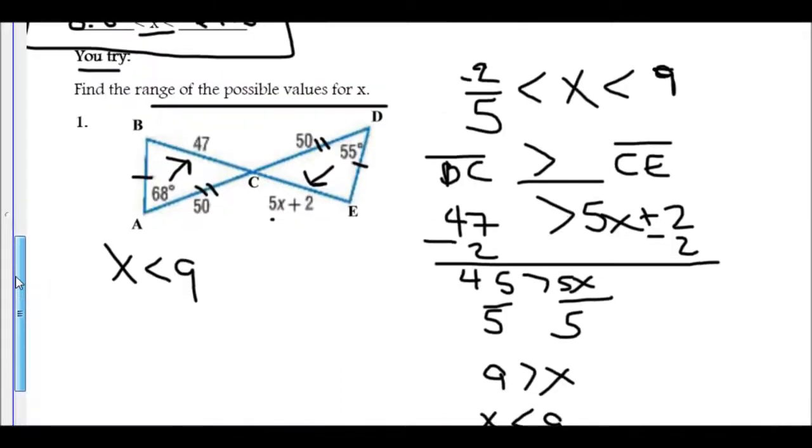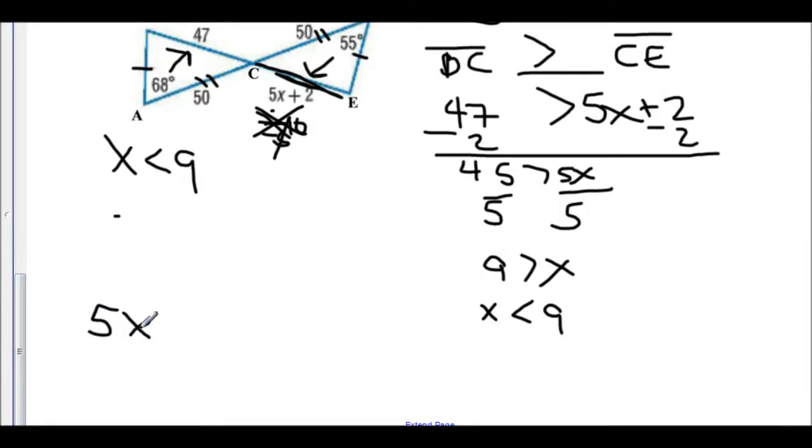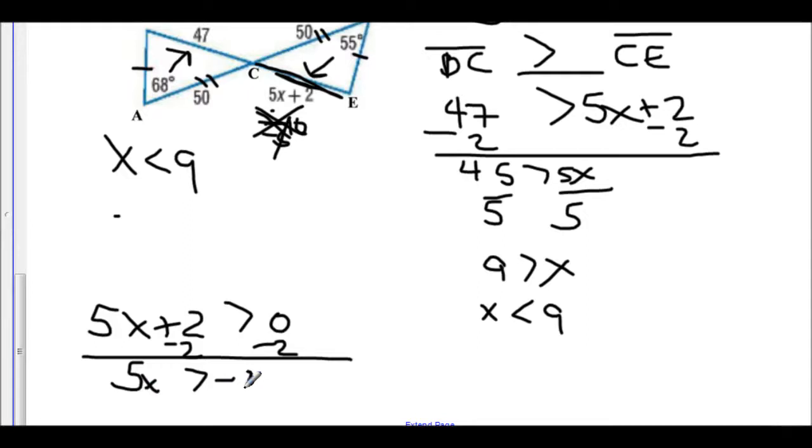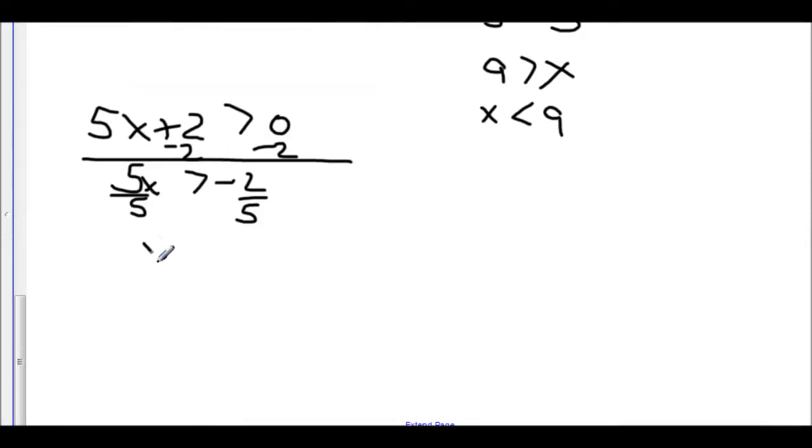Now I have to consider the fact that a side length cannot be negative. Can't be a negative value. Can't be negative 10. Can't be negative 5. Can't equal a negative value. So the side length, 5x plus 2, must be greater than 0. So I'm going to subtract 2 from both sides. So I get 5x is greater than negative 2. And I'm going to divide by 5 on both sides. So I get x is greater than negative 2/5.